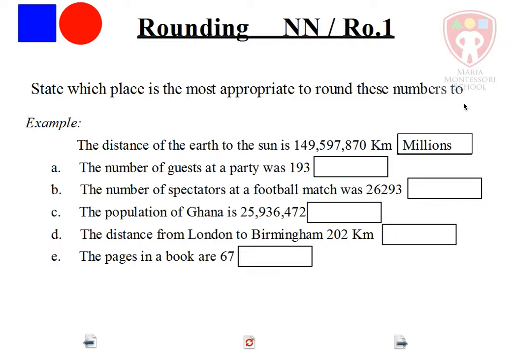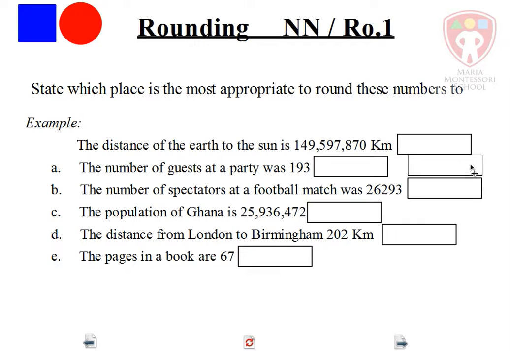Well, I'm sure you had a good go at this. Let's have a look. The number of guests at the party was 193 guests. And if you wanted to round it to an appropriate level of accuracy, you would round it to the nearest whole tens. And even the hundreds would be acceptable. Tens would be the most appropriate. Hundreds would also be quite acceptable. Let's look at the next one.